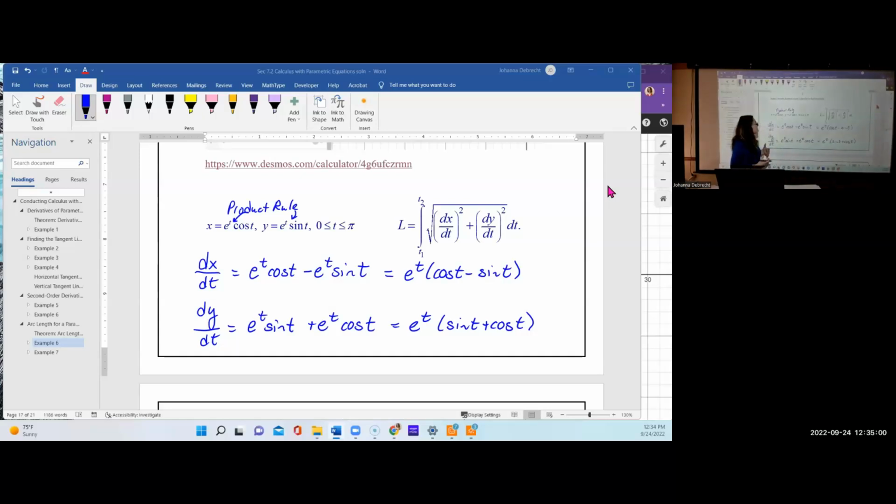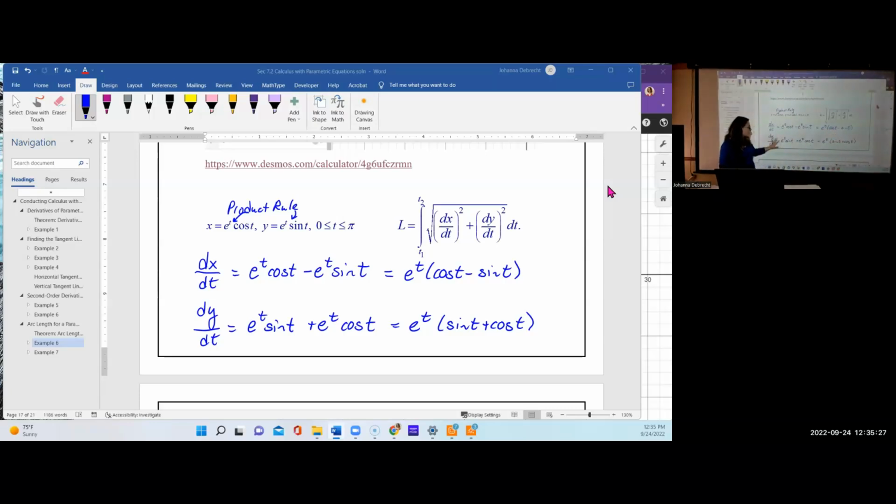The first thing to recognize is that both the functions for x of t and y of t involve multiplication, so you're going to have to use the product rule. So when you take the derivative of x with respect to t, you end up with e to the t cosine of t minus e to the t sine of t. Now, if you factor the e to the t out, it does make the calculation simpler later on. So it gives you e to the t times (cosine of t minus sine of t).